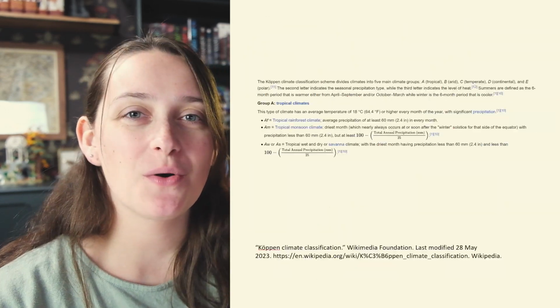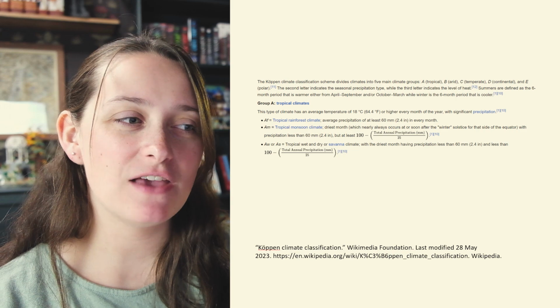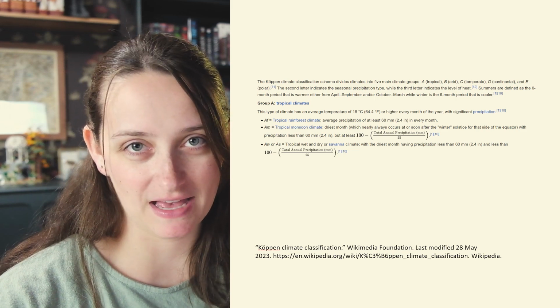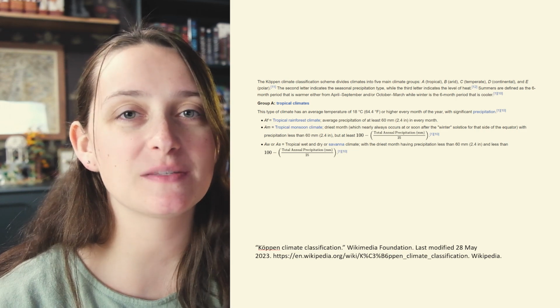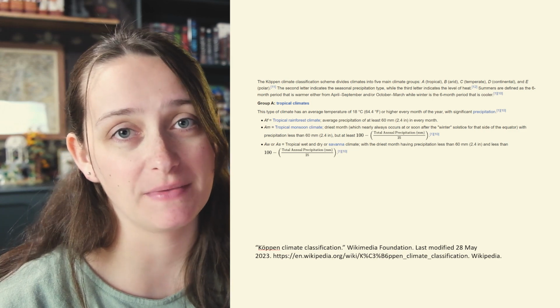And yes, let's get started. So, precipitation. If you've looked at the Köppen climate classification system, it gets very specific in the requirements for each climate region.